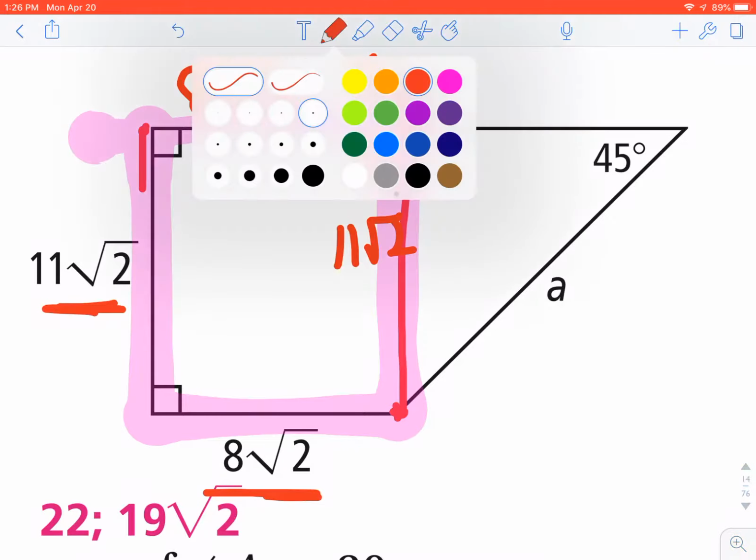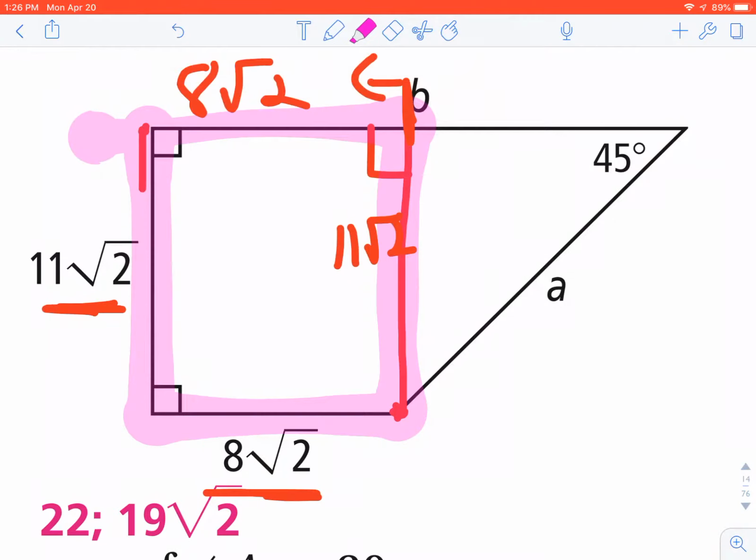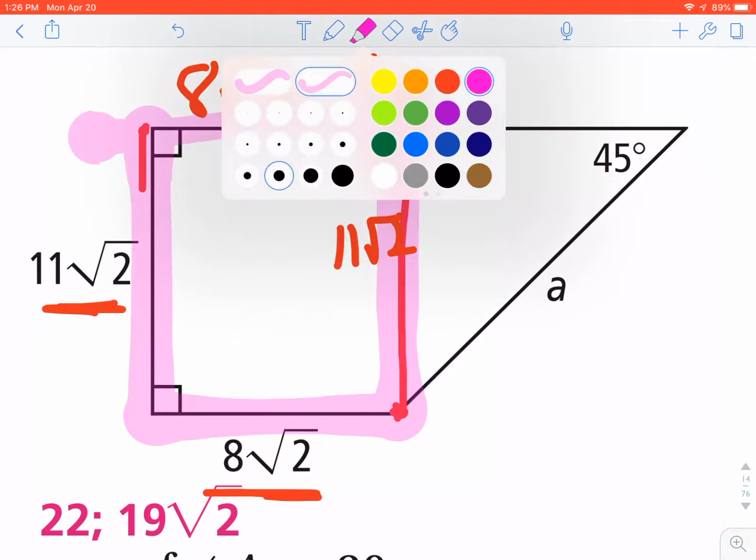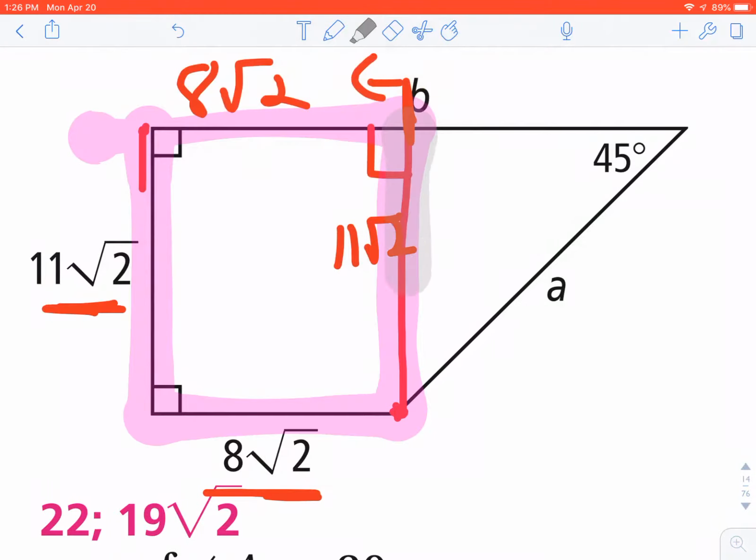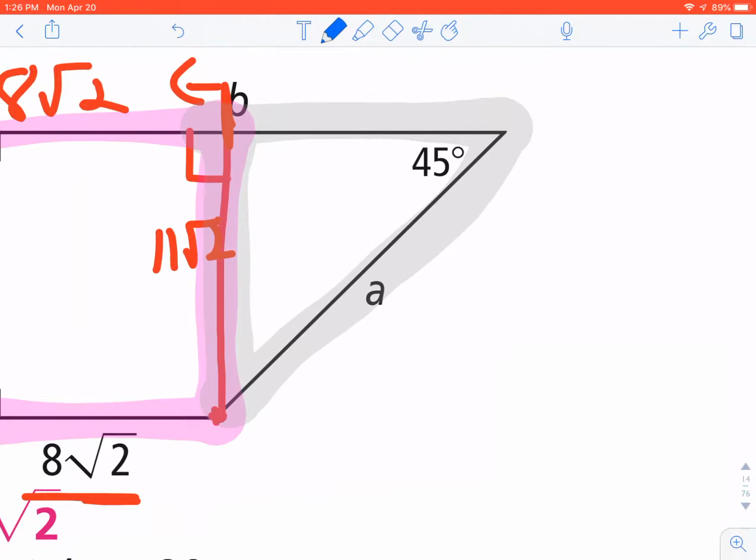11 radical 2. Now, the other thing that this does is not only create a rectangle, it also creates this triangle. And they're only asking me to find the length of A and B. Well, to find A, this is for sure a right angle because I drew this to be perpendicular. That's 45. That means this has to be 45 degrees.